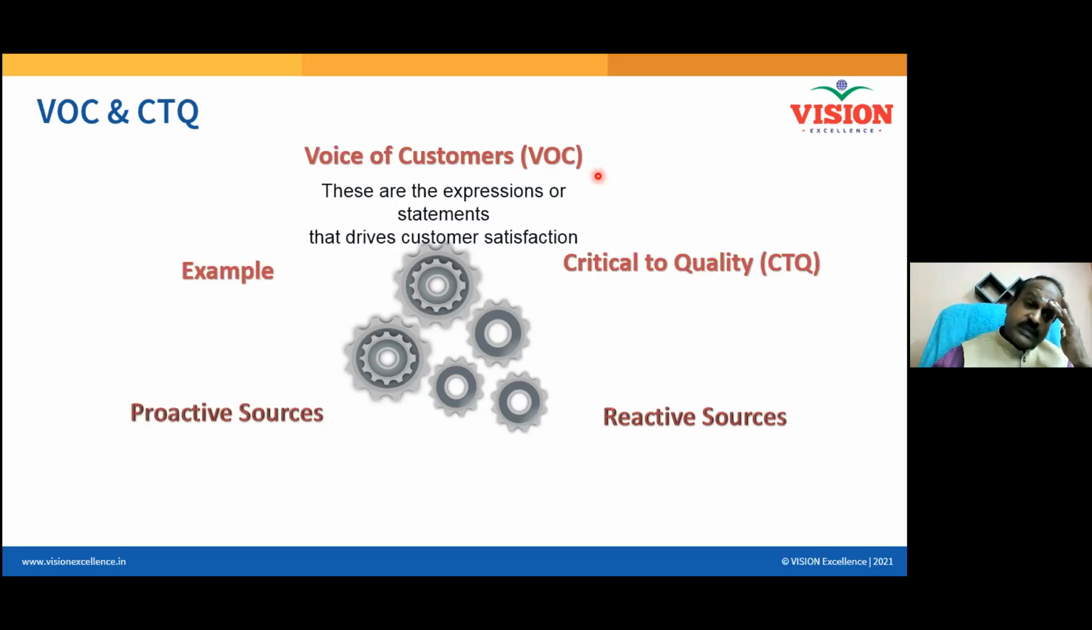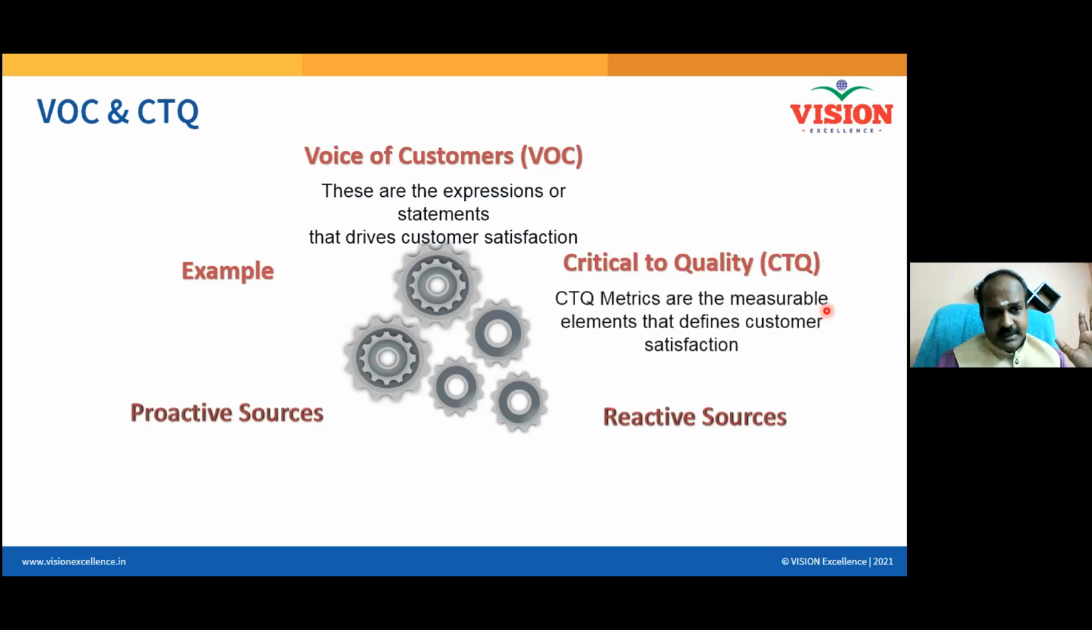So from the voice of customer, you should be able to identify the CTQs. What are CTQs? They are the critical to quality characteristics. These are the measurable elements that define customer satisfaction. Customer satisfaction depends on several features in your product. How will you measure each feature? Using a metric. And that metric, which helps you understand the satisfaction of the customer, is called the CTQ metric.